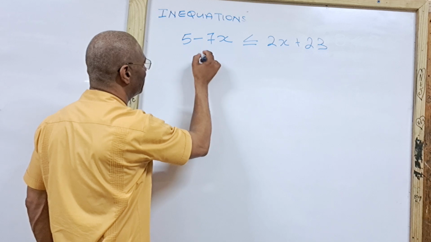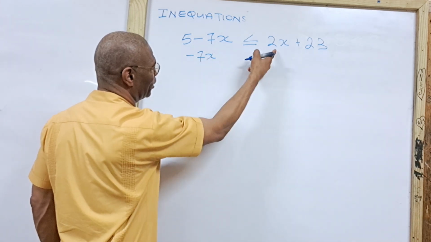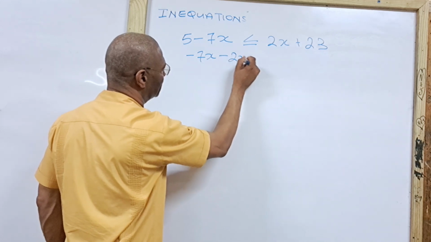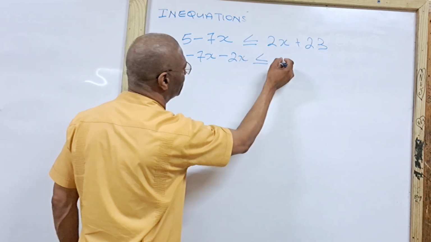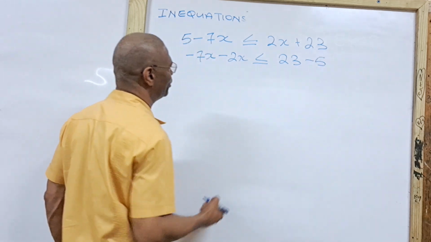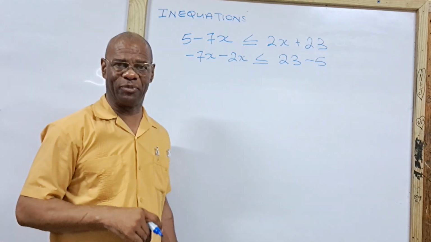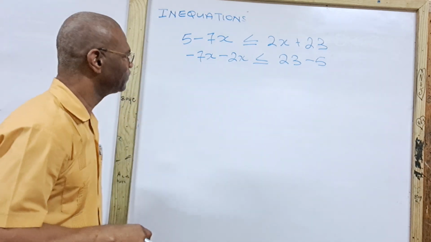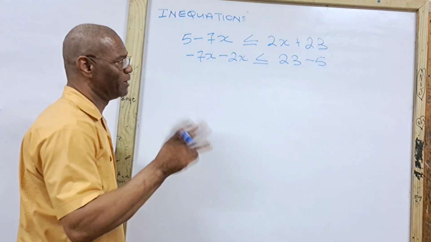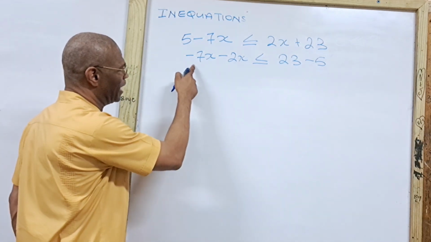So I'm left with negative 7x. I subtract 2x, minus 2x, is less than or equal to 23 minus 5. Because I'm subtracting 5 from both sides, and I'm subtracting 2x from both sides as well. Alright? So remember now, we are grouping like terms.